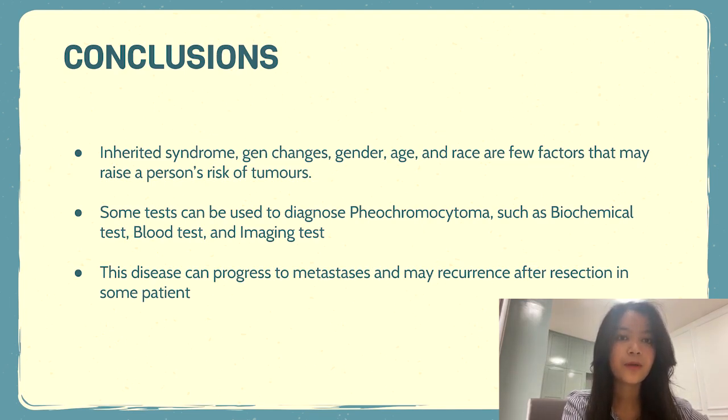Triad symptoms of pheochromocytoma are headache, palpitation, and diaphoresis. Some tests can be used to diagnose pheochromocytoma, such as biochemical tests, blood tests, and imaging tests. The most effective method to treat pheochromocytoma is surgical excision, and don't forget that preoperative medical treatment is required to block the effect of catecholamine at least 10 until 14 days before surgery.